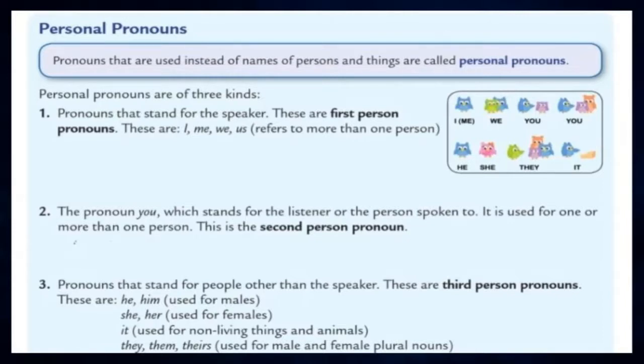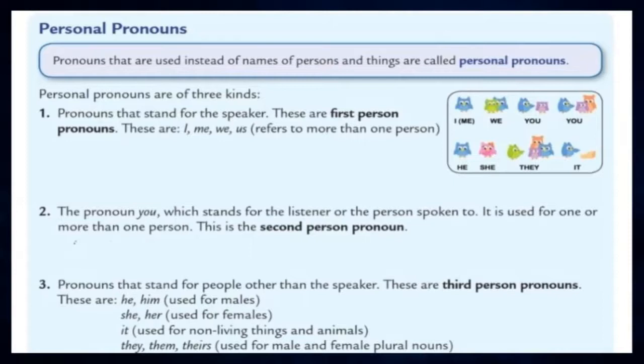Let us see the first person pronouns. Pronouns that stand for the speaker. What do you mean by the first person pronoun? It stands for the speaker. When we talk about ourselves, our opinions, and the things that happen to us, we generally speak in the first person. Okay? So that's why first person pronouns stand for the speaker.